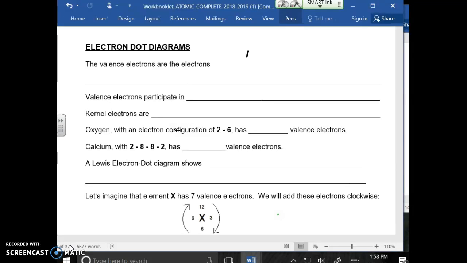To give you another 2 examples, oxygen, with an electron configuration of 2, 6, has 6 valence electrons. Again, you merely are reading the last shell. Calcium, with 2, 8, 8, 2, has 2 valence electrons. If I ask how many kernel electrons does calcium have, well, you just count the electrons in the other shells. 2 plus 8 plus 8, that is 18. Whereas oxygen has only 2 kernel electrons.